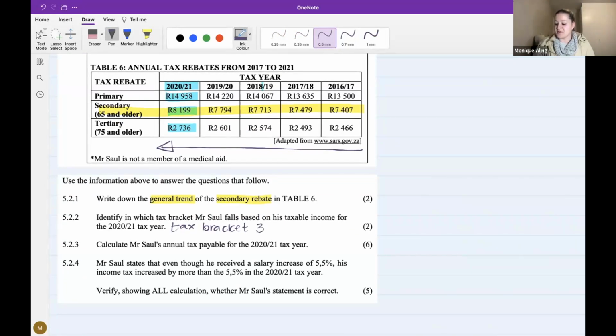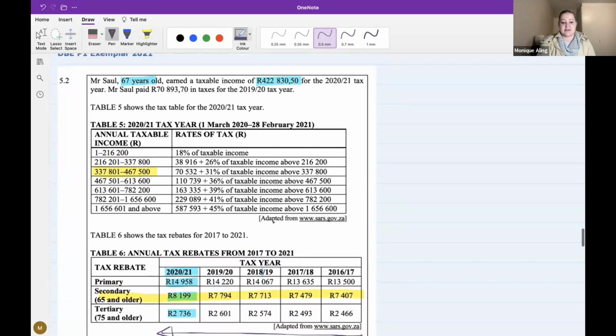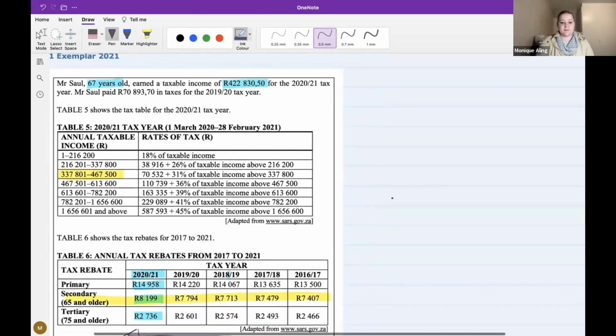Calculate Mr. Saul's annual tax payable for the 2020-2021 tax year. Okay, so calculate his annual tax payable. Annual tax payable. I'm going to give you guys a couple of minutes to quickly complete that.